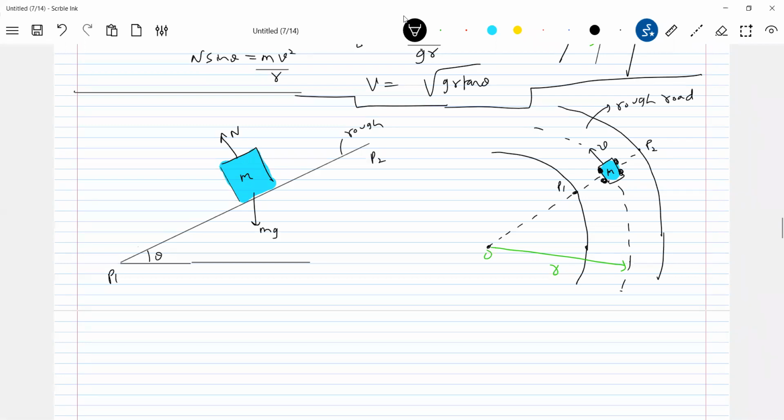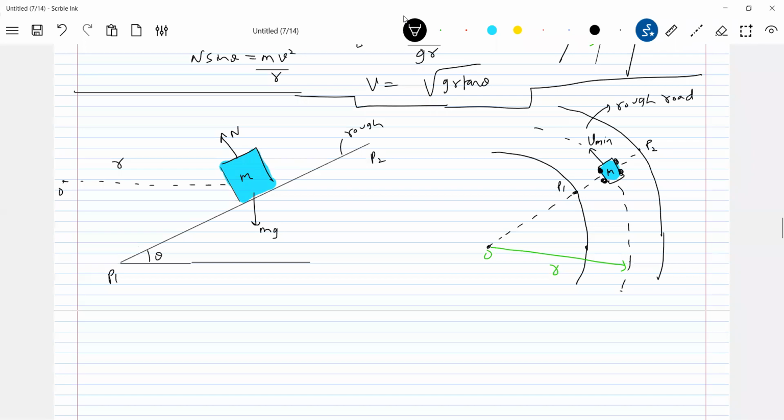Let me do it in the rotating frame. Where is that pointer? The pointer will be somewhere here. This will be at a distance r from the pointer. Okay, got this? So now, what is the friction force? How should it act? When the car is moving with the minimum speed, first I'm discussing the problem for the minimum speed.